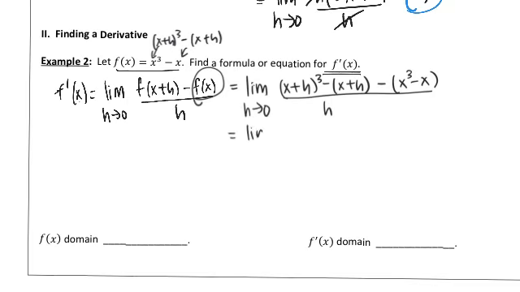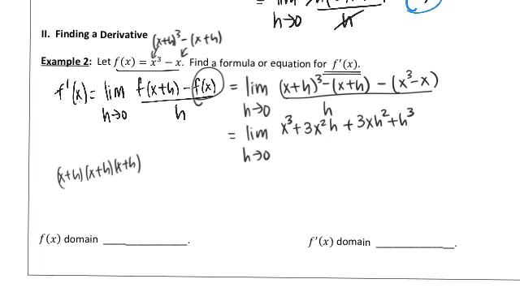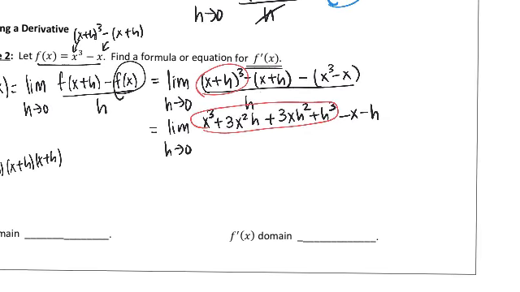So now this is the limit as h goes to 0. This thing, x plus h, the quantity cubed, if you went off to the side and did x plus h times x plus h times x plus h, then you would get x cubed plus 3x squared h plus 3xh squared plus h cubed. That's this piece right here. Then you get a minus x minus h, which is from this piece right here. And then you're going to get another minus x cubed plus x, and that's from this piece right here, okay? And all of that is over h.